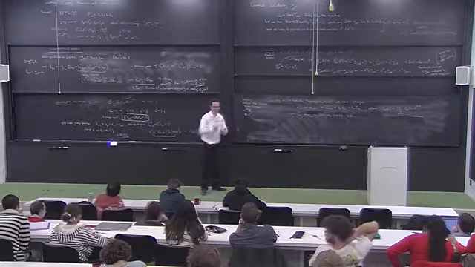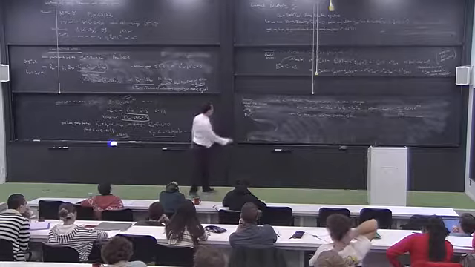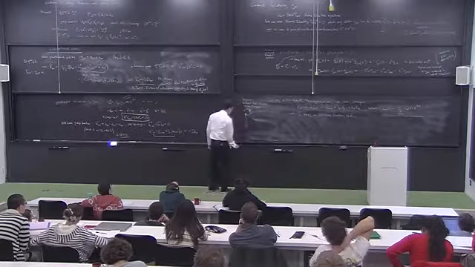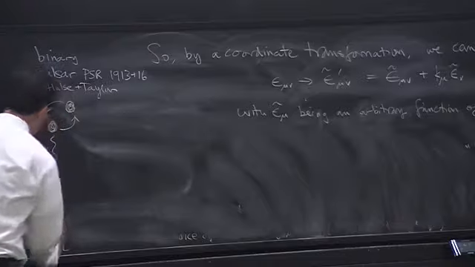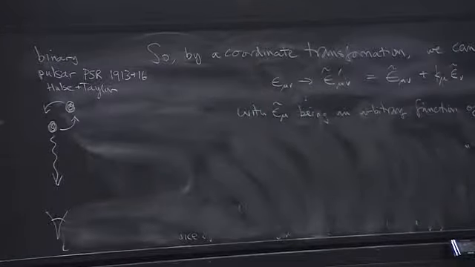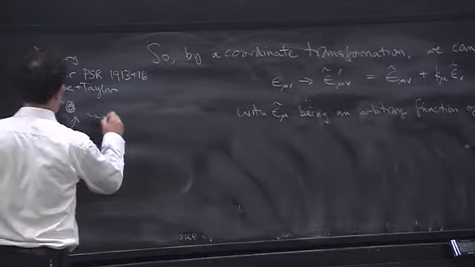This binary pulsar is in orbit. One of these guys is emitting pulses, which we measure. And as this thing is in orbit, it's also emitting gravitational waves.